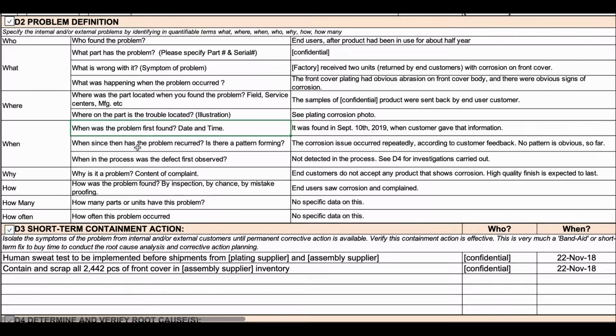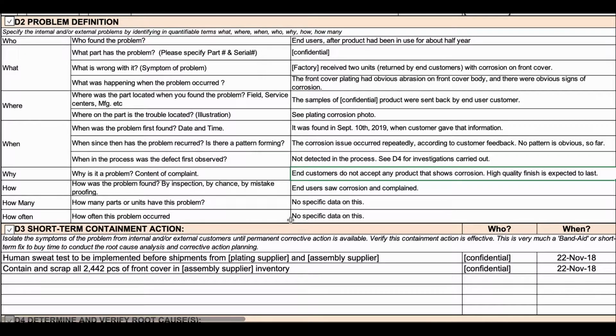When was it found? Has it recurred? When in the process was it observed? You go through all these details. Why is it a problem? This might be very obvious to you, but let's break it down. Really, all of this is to break down the problem. Go through the first level of analysis.